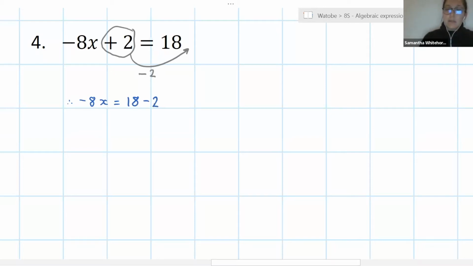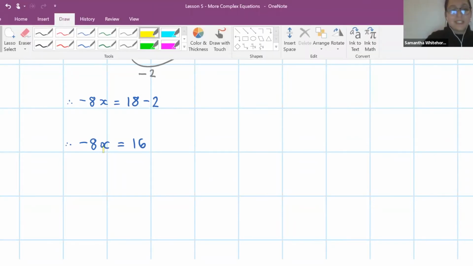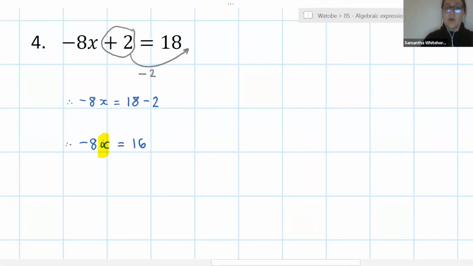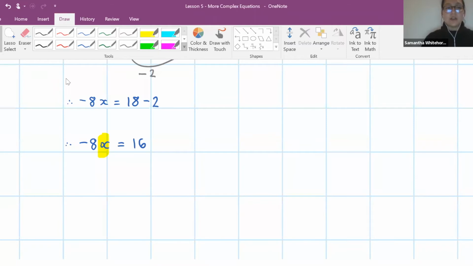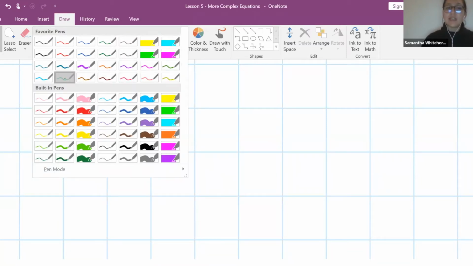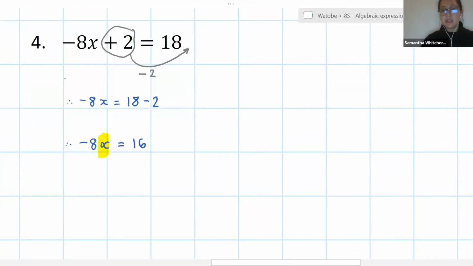Now 18 minus 2, we can easily work out for ourselves. That is 16. And so we've got negative 8x is equal to positive 16. Now remember, guys, the whole point of solving an equation is to just have a value for x. I don't want that negative 8 there. I just want x. So now we have to ask ourselves, what operation is happening between the negative 8 and the x? You can answer this in the chat, or if you want to raise a hand, feel free.